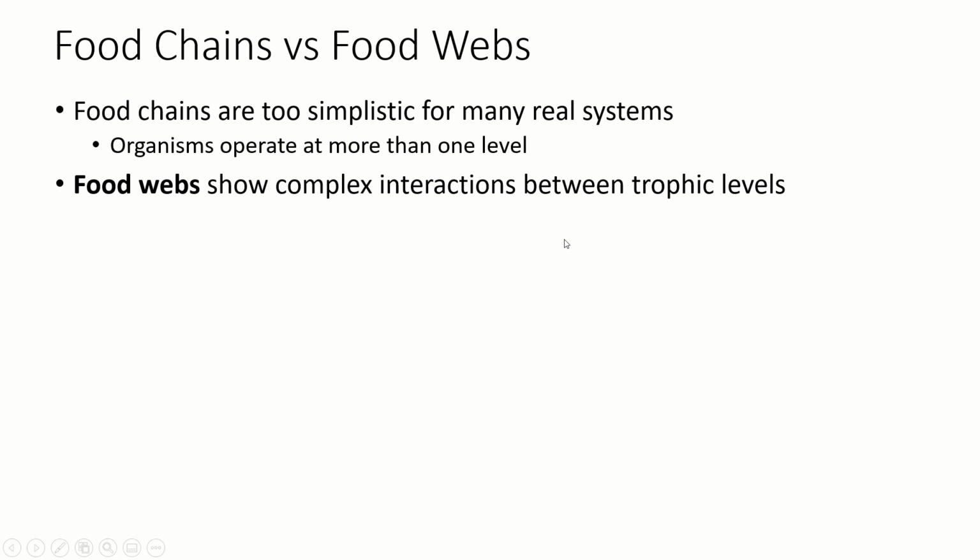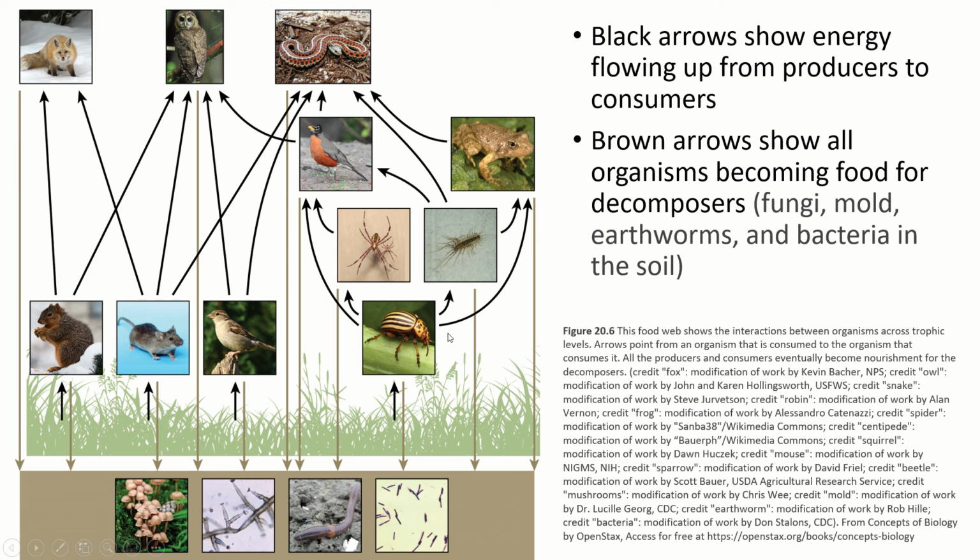So a food web is a way to describe a food chain, but show more of the complexity of the system. Because in most environments, organisms operate on more than one trophic level. Aside from producers, most things aren't just a consumer. So a food web is able to show that interaction. So here's an example of a food web from your textbook. We've got two colors of arrows.